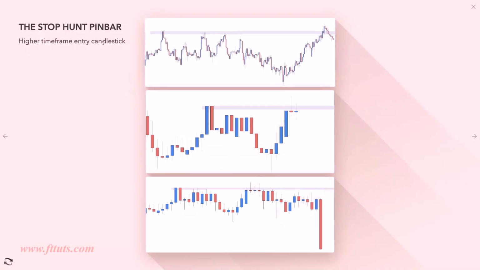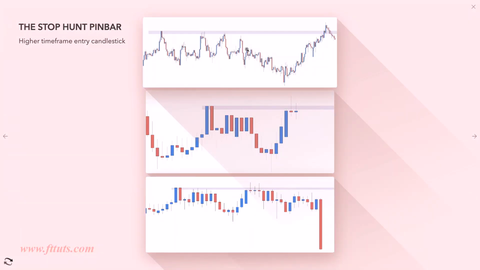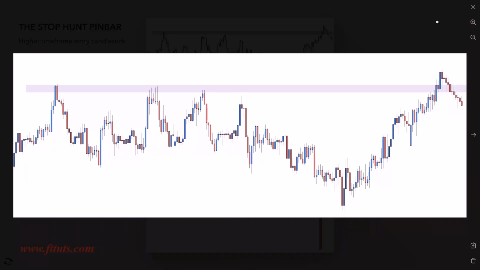So now let's look at a couple of examples of this on a price chart. So let's look at the stop hunt pin bar, high time frame candlestick entry. So what we want to do is first of all look at the lower time frame right here. Let's bring up the drawing tool. So we've got a nice accurate level here, here, here, nice rejections. And then in this area here, nice stop hunt.